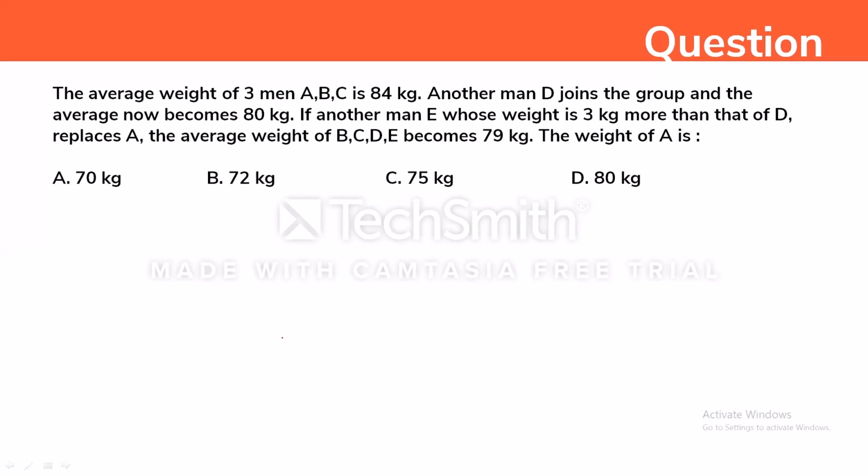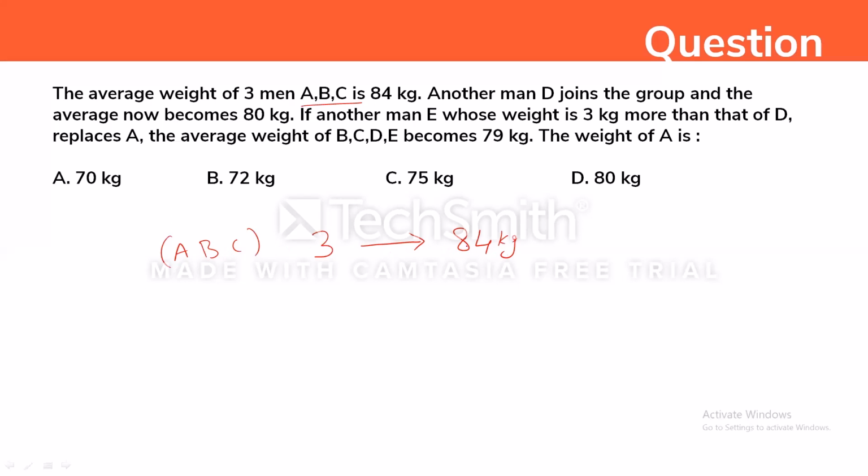See here, there are many conditions given in the question, but it is not a difficult question. If you know the shortcut, you can even use a shortcut for this question. First try to understand and then solve. The average weight of three men A, B, C is 84 kgs. First, it was very clear. Total three men are there, and the average weight is 84 kgs. I'm writing it on the side: A, B, C. Total three members, average weight 84 kgs.